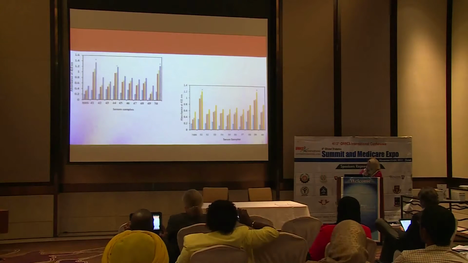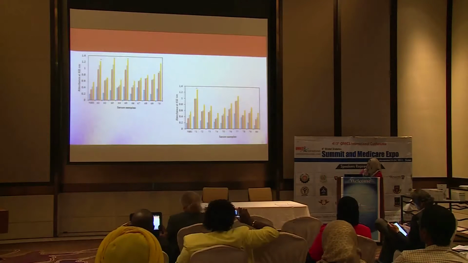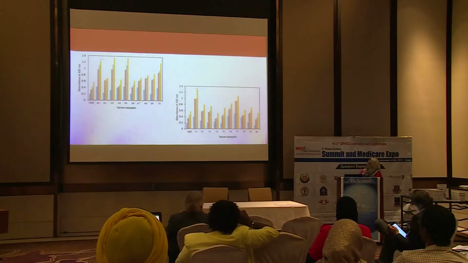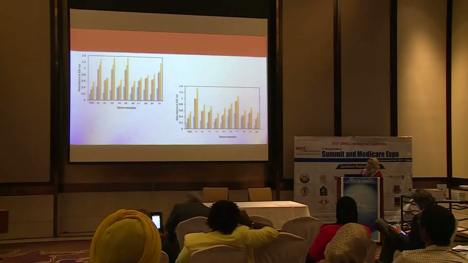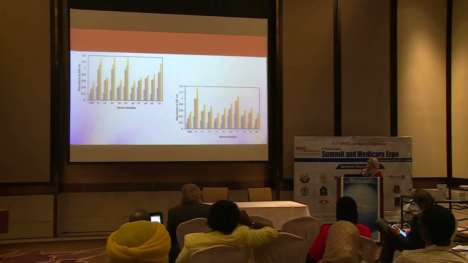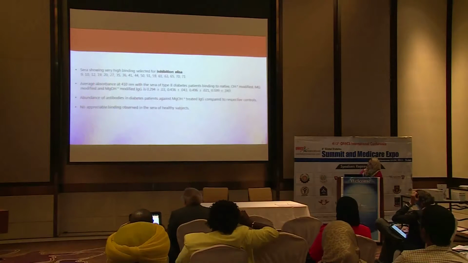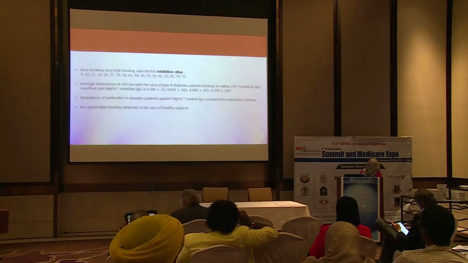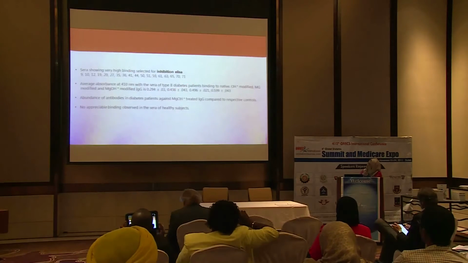We have done this with 80 sera samples, and we found that in all the cases the sera of diabetic patients bound very strongly, and high absorbance was seen in diabetic sera samples with the methylglyoxal hydroxyl radical modified antigen. So the very high binding sera samples were further selected for inhibition ELISA: sera number 9, 10, 12, 19 and so on up to 71. There were 18 high binding sera samples selected for inhibition ELISA.